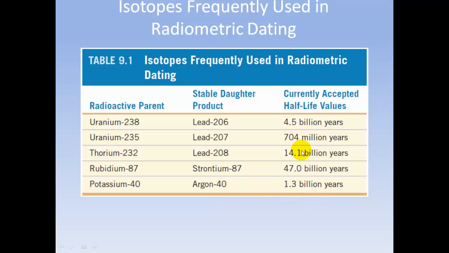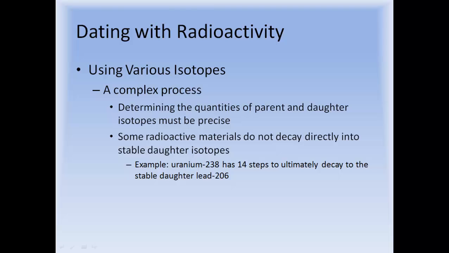So those with very long half-lives of 47 and 14.1 billion years may not be too useful. Earth is only 4.6 billion years old, but potassium-40, uranium-235, and uranium-238 may be helpful. It's a complex process.